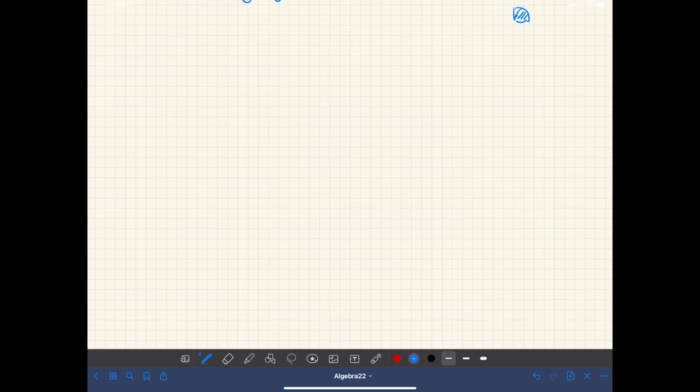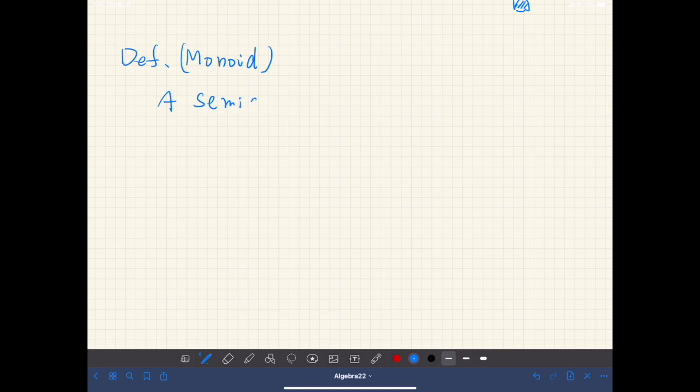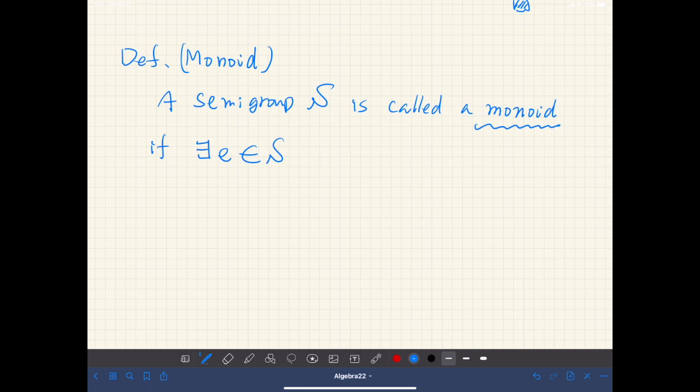And based on this lemma, we define the notion of monoid, which is a slightly more complicated algebraic structure than semigroups. A semigroup S is called a monoid if there exists an element E such that for all X in S, EX is equal to XE is equal to X.